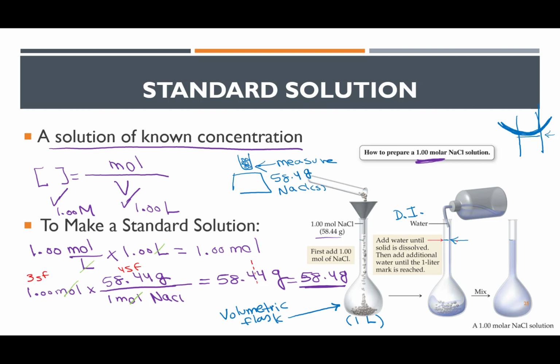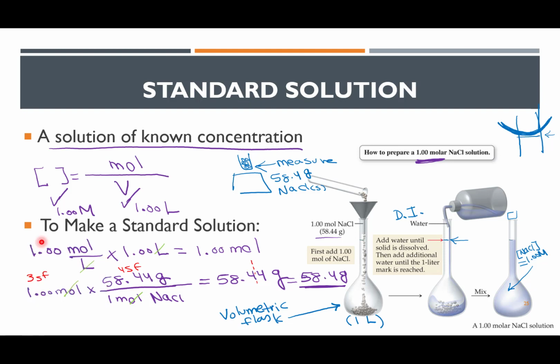Then once the line of the solution is in line with the line on the neck of the flask, you're going to put the cap on. These volumetric flasks come with a cap, and you're going to invert it 25 times so that you mix it and you get a homogeneous solution. Then here you will end up with a solution with a concentration of 1 molar, and it is 1 liter. That's how we make a standard solution. Just go over it one more time.